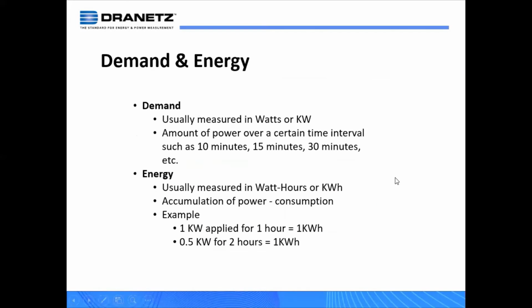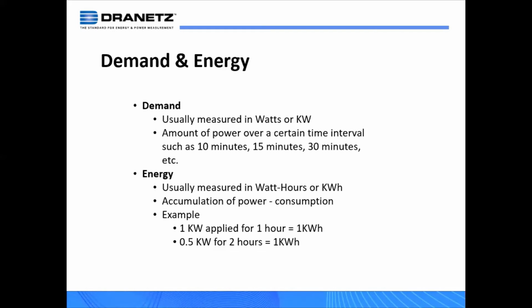All right, let's talk a little bit about demand and energy, because the two are different. There's demand, and then of course there's energy. Demand. Let's see if we can stop this poll here. All right, thank you, Ken. I got a little bit ahead of myself. Apologize for that. So let's talk about demand and energy.